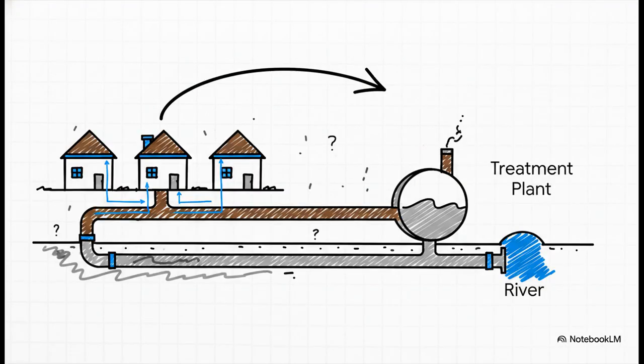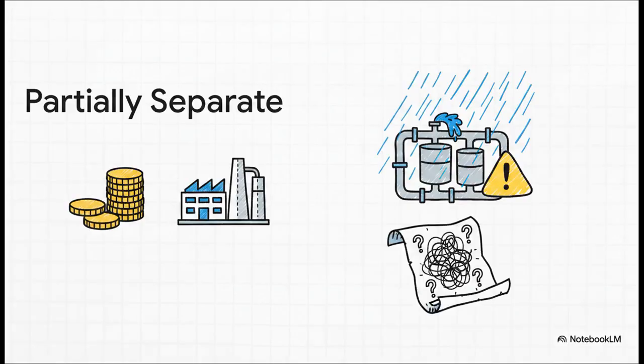And finally, there's the compromise solution, the middle-of-the-road option, the partially separate system. This is a hybrid approach. It takes the sanitary sewage and mixes it with some of the cleaner stormwater, usually the water coming off of rooftops, and puts that into a single pipe. The rest of the runoff, like from streets, gets its own drain. This system really tries to find that sweet spot.